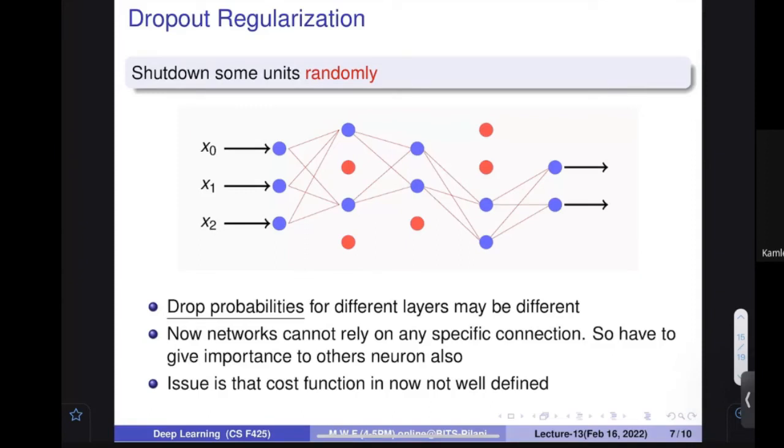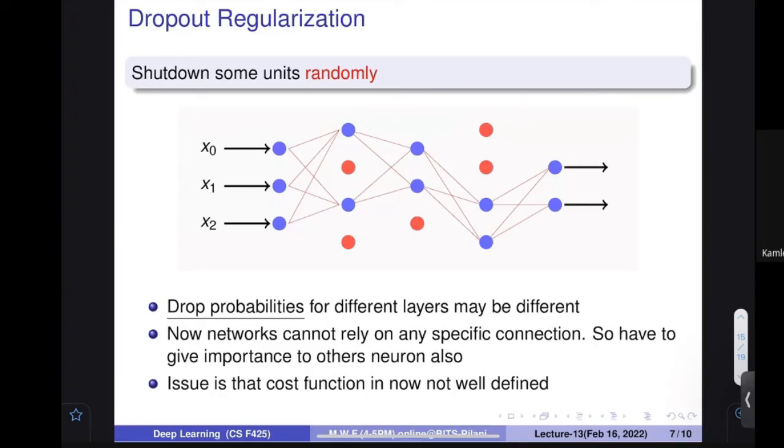And one very important thing that you are going to achieve by this is, let's assume that this weight was very high. This time, when I have actually randomly shut down this thing, I cannot update this particular weight. So maybe some other weight becomes bigger.